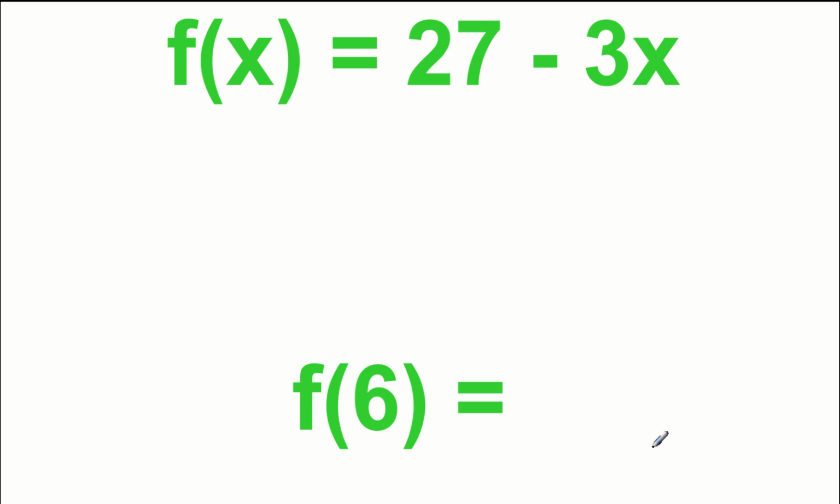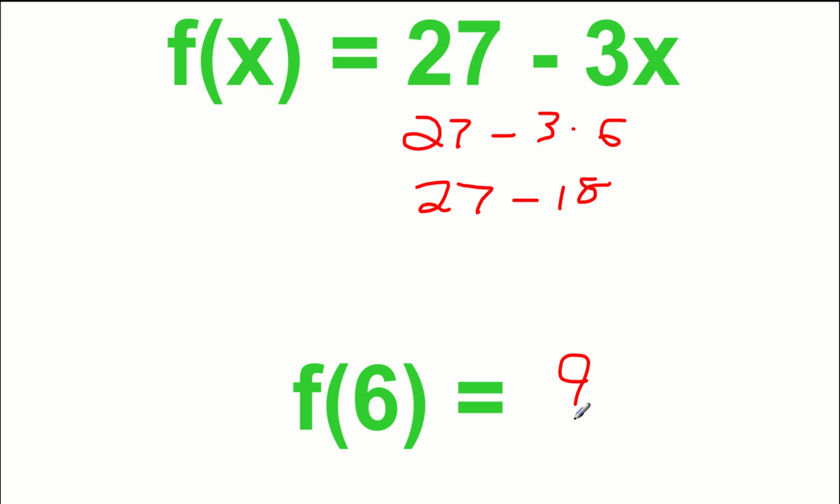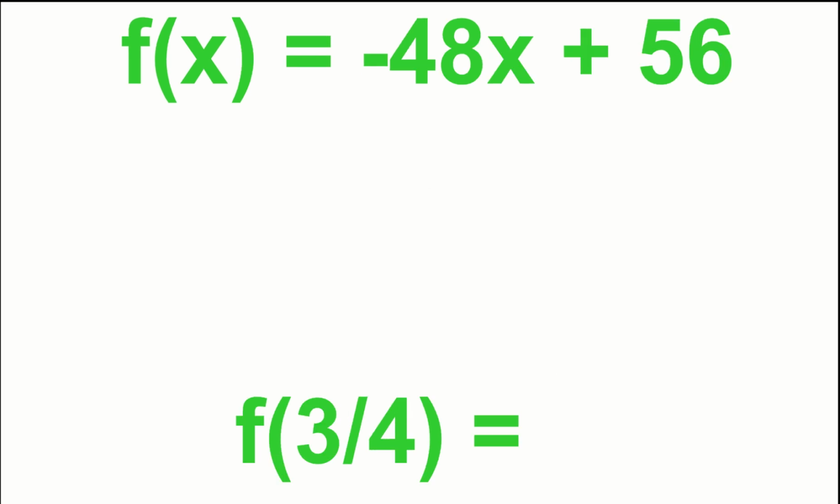Nine's correct. So in this case, we got a 6 going in for the x. So we got 27 minus 3 times 6. 3 times 6 is 18. 27 minus 18 gives us 9. Any questions? All right, let's make it a little tougher then. It'll get tougher than that.